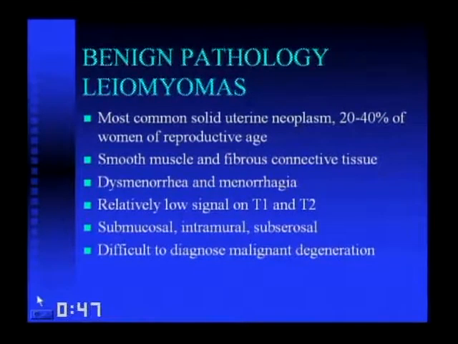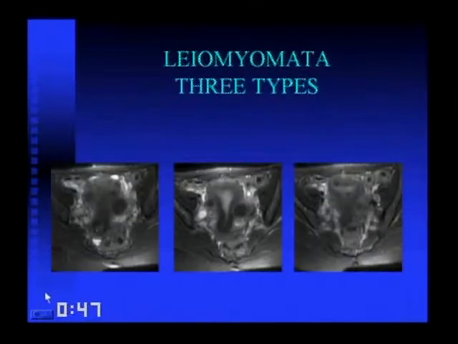Malignant degeneration is very difficult, if not impossible, to diagnose with MR imaging. It's more of a matter of one of the leiomyomas growing disproportionately or suddenly undergoing acute changes in appearance. But to just get one exam and take a look at it and say, oh, that one's malignant, is not very likely to be done.